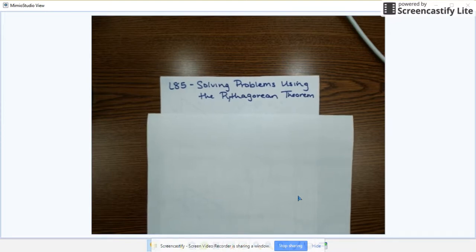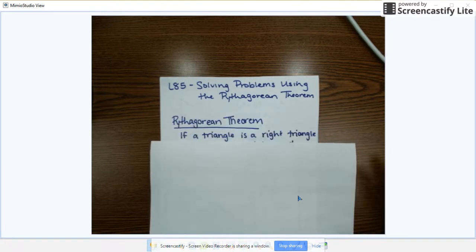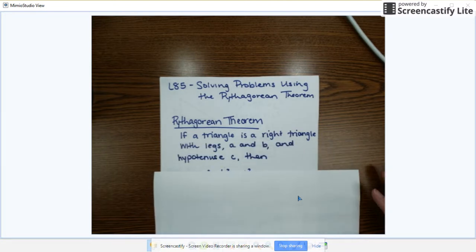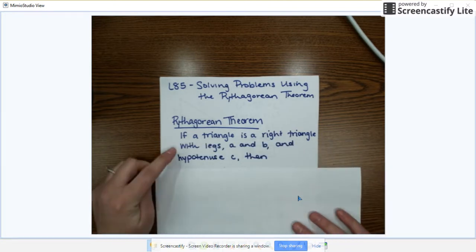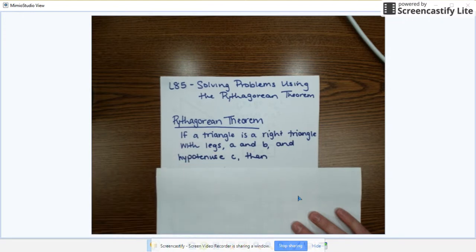Okay, this lesson is lesson 85, and we're going to talk about the Pythagorean theorem, and we're going to solve triangles using it. So the Pythagorean theorem, you are working with a right triangle, and then we call the short sides legs, and then the hypotenuse is always across from the right angle.